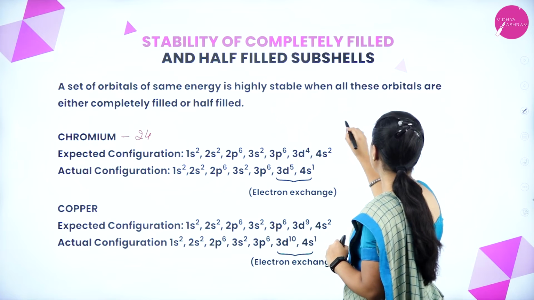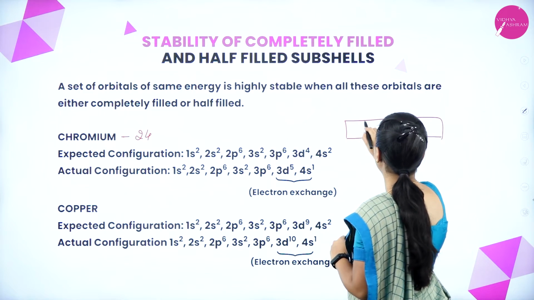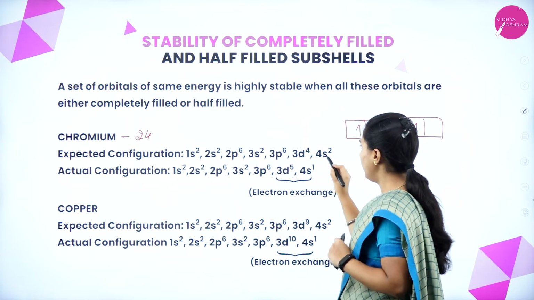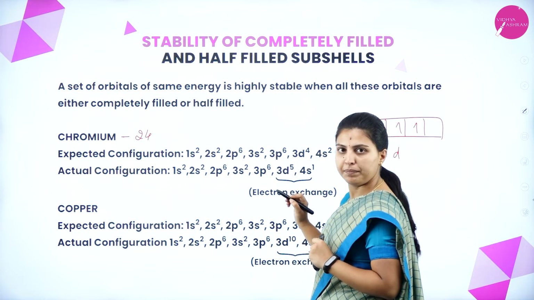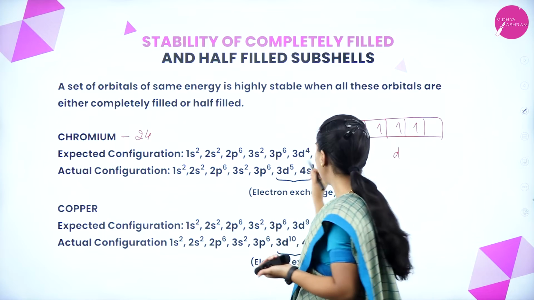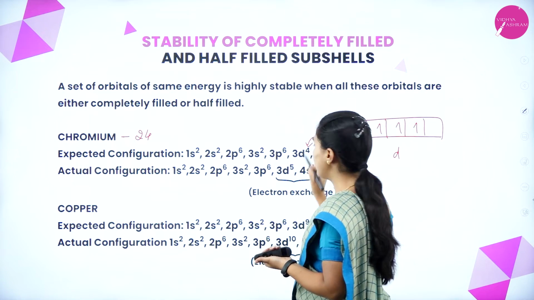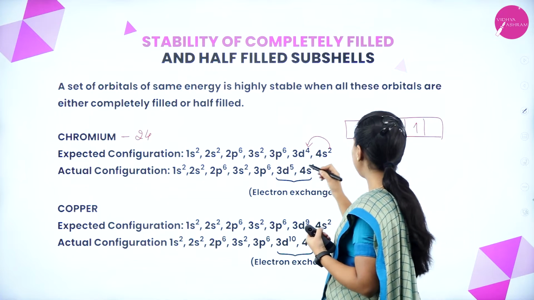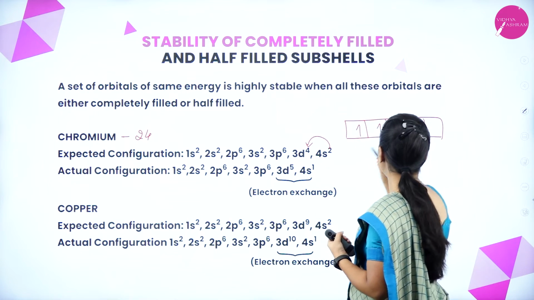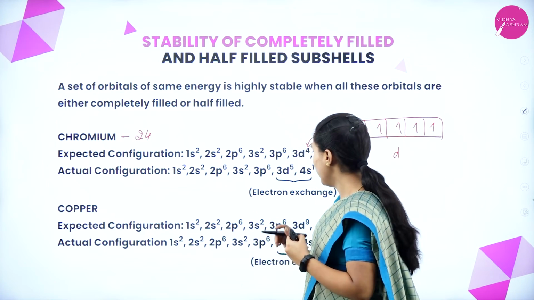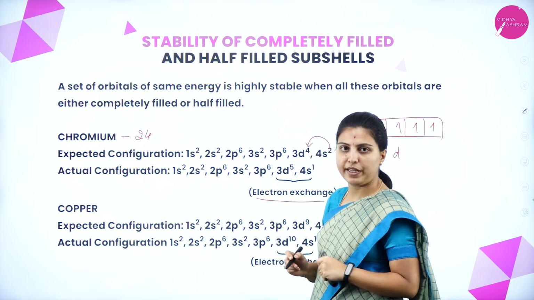If we see here, 1, 2, 3, 4. This is the d level. 1, 2, 3, 4. Here 4s2 is completely filled. For the 3d to become half-filled, one electron will jump to the d subshell. Thus, it will become 3d5 and 4s1. The d level will be half-filled. The electron exchange will take place.